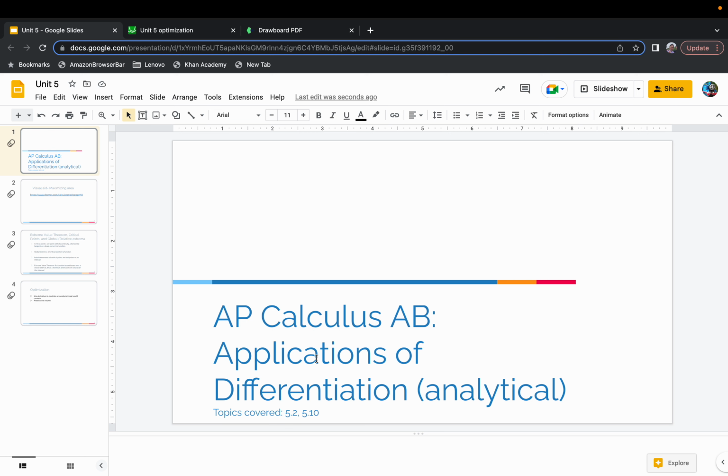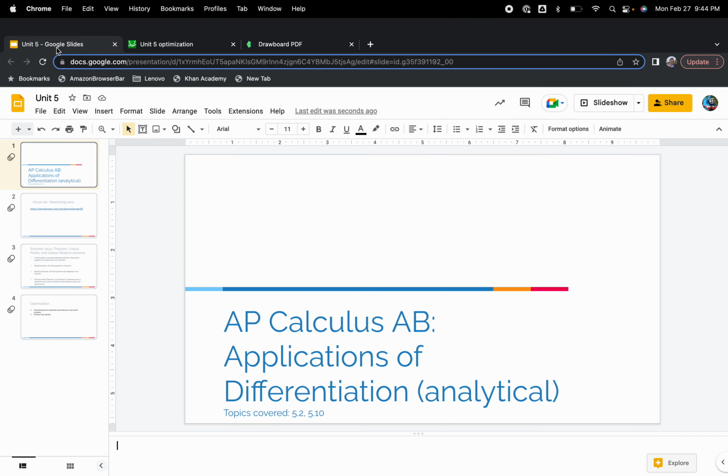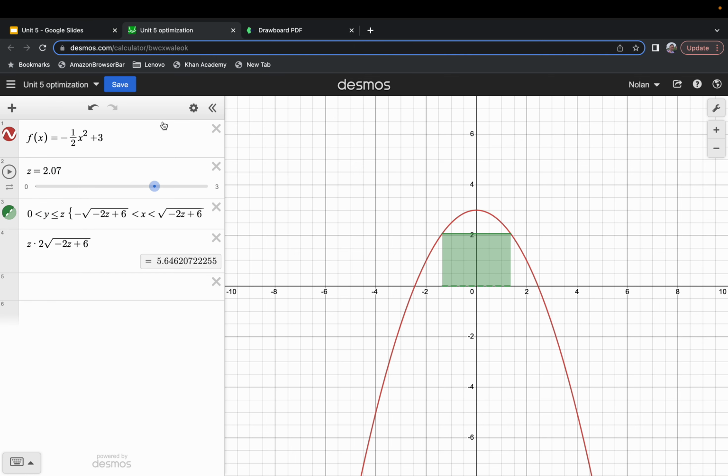Today we're talking about applications of differentiation, the second part, the analytical perspective. And today's visual aid is going to be about optimization.